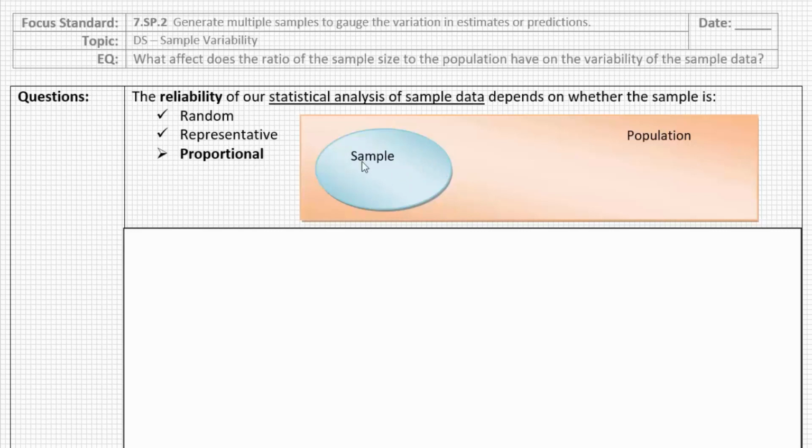What do you think the effect is if I were to take a larger sample and do some statistical analysis? So if I was to increase it so that the sample size represented a larger proportion of the entire population, what effect do you think that'll have on how the data we get through our analysis varies? Well, that's exactly the question that we're looking into today. So let's go ahead and look at the data set we're going to use to explore this concept.